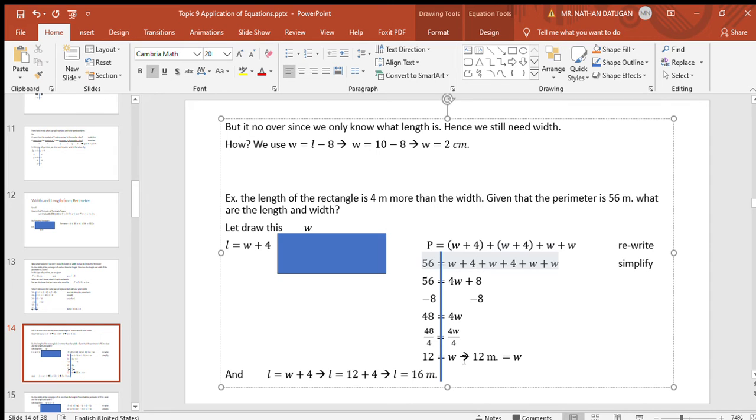Now if you write it this way, you get it wrong since we're talking about measurement and measurement needs units. So don't forget to signify what kind of units we are. In this case, what's the unit? Meters. So 12 meters is equal to W. Now, are we done here? Nope. Since again we're talking about length and width, if we have width, we have to figure out what? Length. And in this case, instead of plugging it back here and solving for length, we can simply plug it here and solve for length. So length is equal to W plus 4. Replace W with 12. So L is equal to 12 plus 4, which is 16 meters. Again, don't forget your all-important unit.